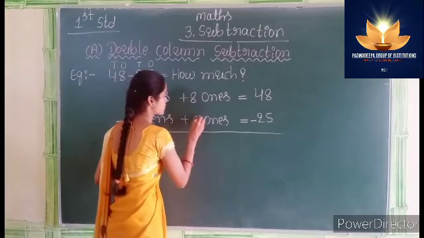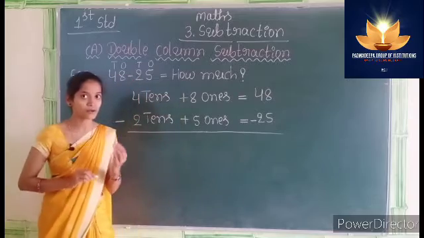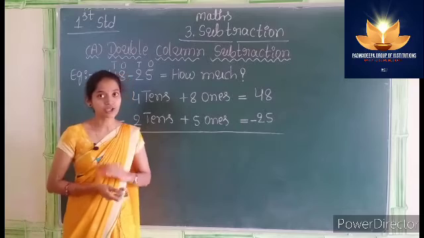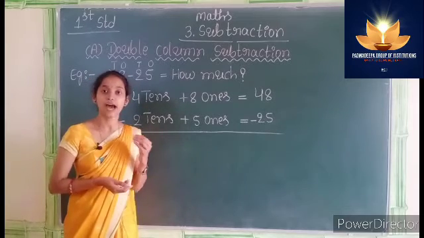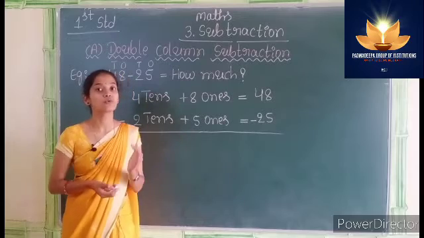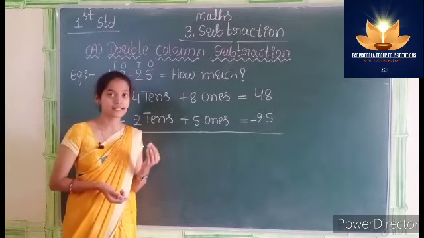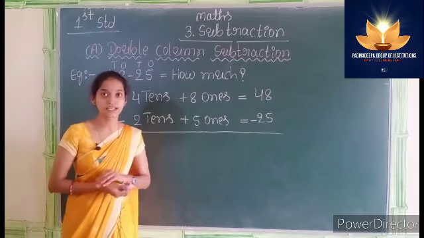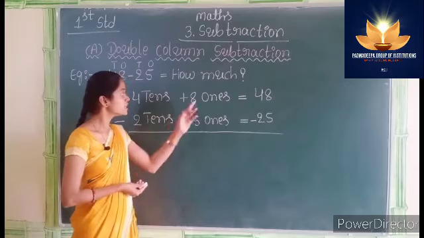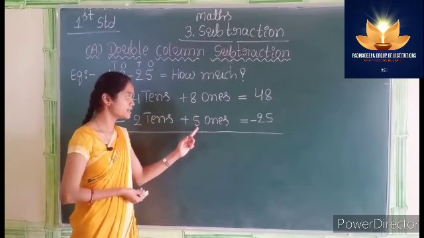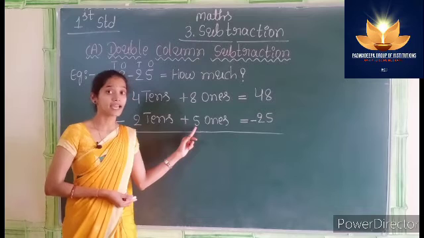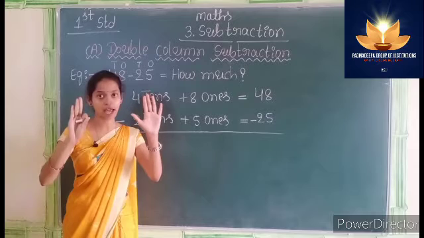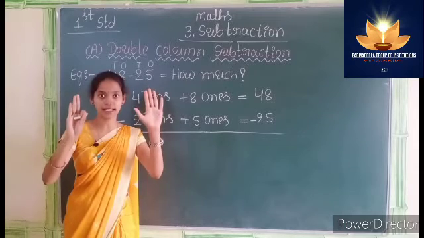5 ones. In the addition, first we have to add the numbers from ones place, right? Like addition, in the subtraction also we have to subtract the digits from ones place. First we have to subtract the ones place digits, then we have to move on to the tens place digits subtraction. Okay. In the ones place we have 8 and 5. Students, 8 minus 5 how much? 8. We have to subtract 5 from this 8.